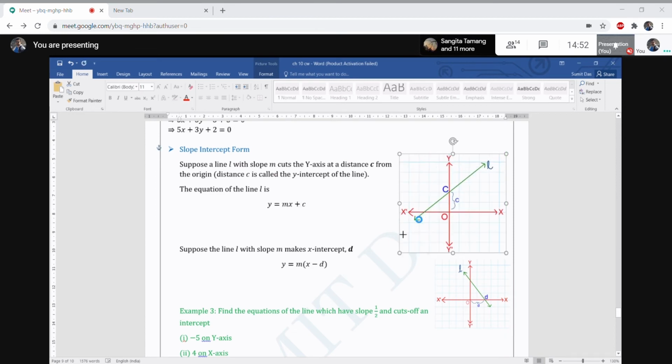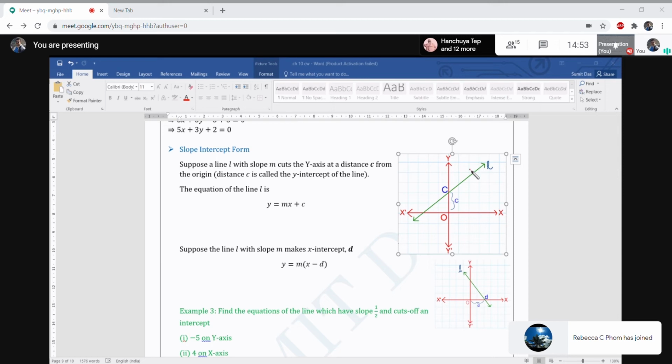You can see that from the origin, the distance of this line L is c. So suppose a line L with slope m cuts the y-axis at a distance c from the origin. This distance c is called the y-intercept of the line, because it intersects the y-axis at a distance of c from the origin. Fine.